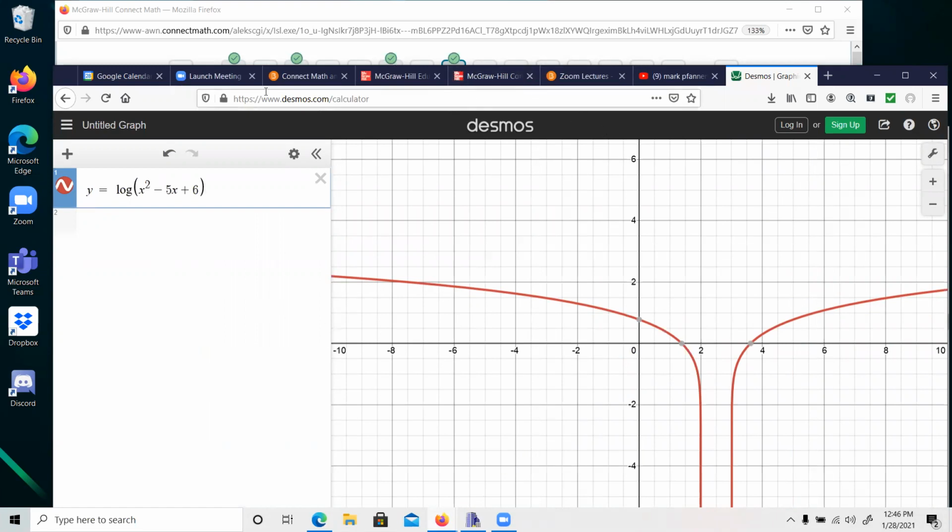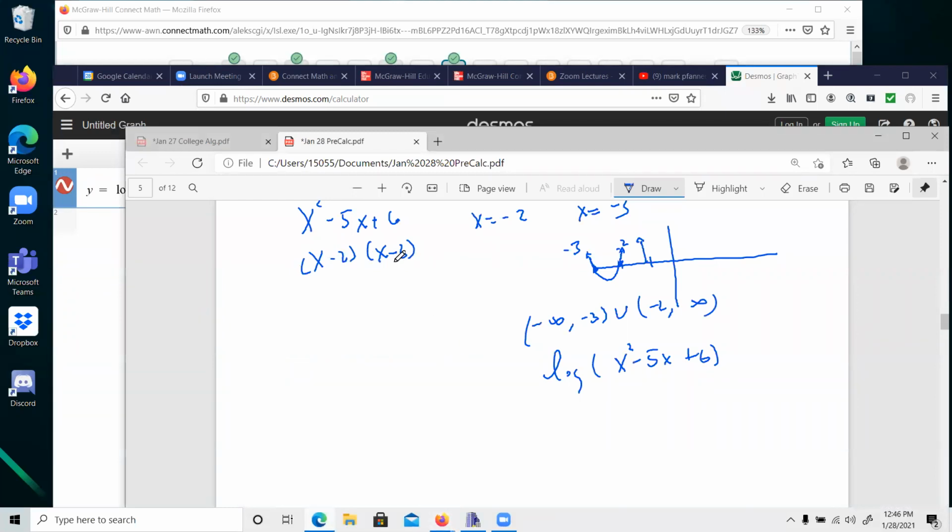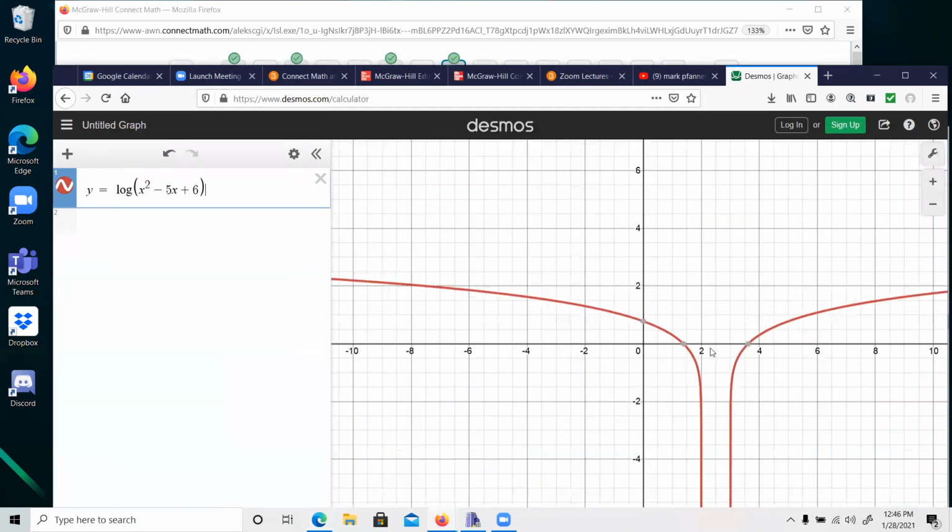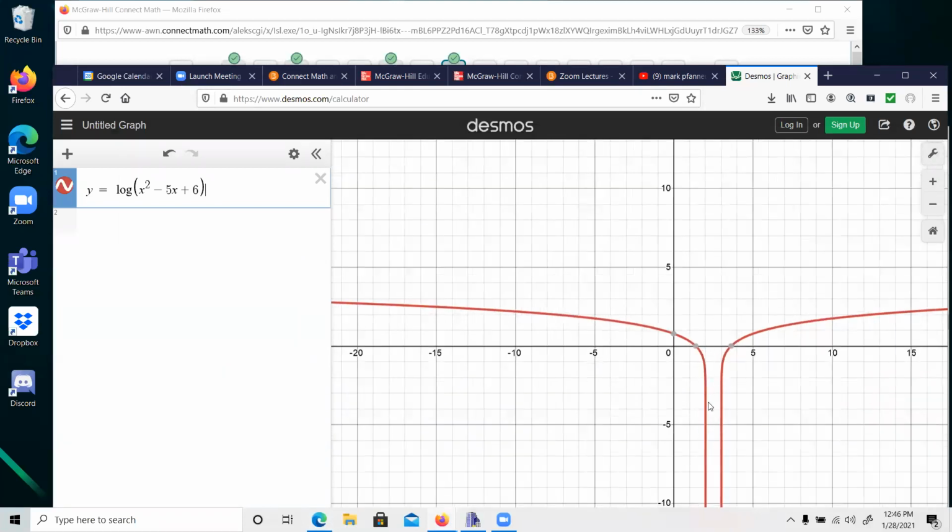Oh, I got the other side here. I'm sorry. I should have been more careful with my signs. X is 2, x is 3. This was the wrong side. X equals 2, x equals 3. Here's my parabola. So my domain is negative infinity up to 2, union 3 up to positive infinity. And if I look at my Desmos graph, you can see there's a gaping hole between 2 and 3. Here's 2, here's 3, and then there's our domain for our function.